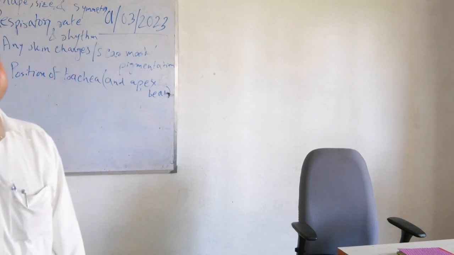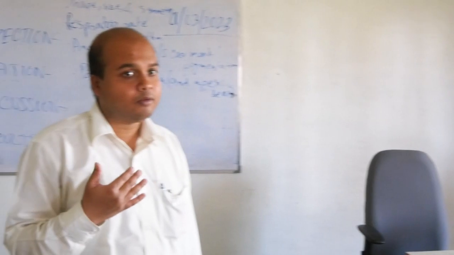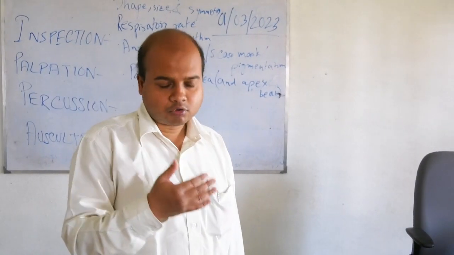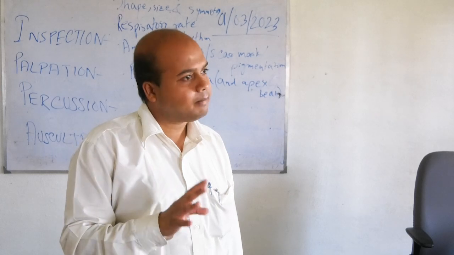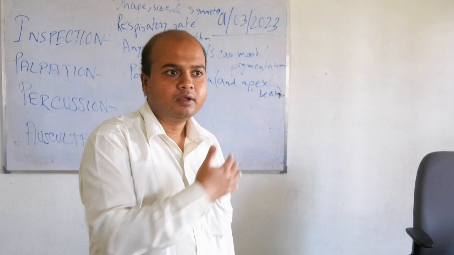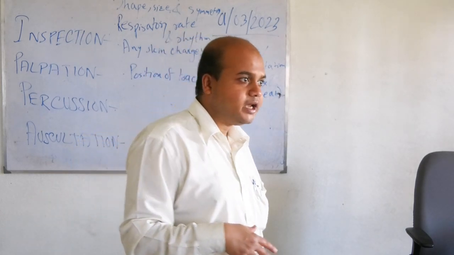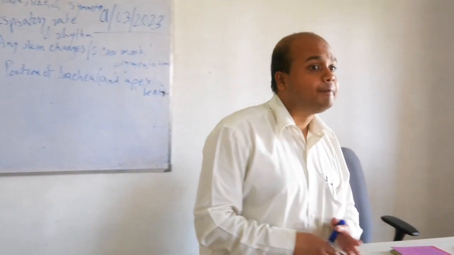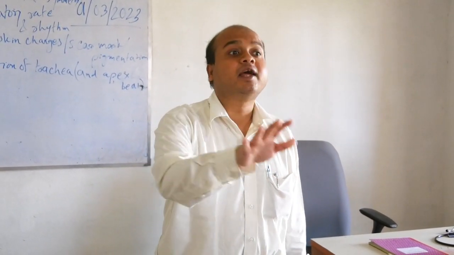And position of the trachea. The trachea is central in position. Any gross deviation is difficult to pick up by inspection alone, but if there is gross deviation shifted to the right side or left side very prominently, we can pick it up just by inspection. Now the apex beat is the cardiac pulsation, the prominent cardiac pulsation at the apex of the heart.